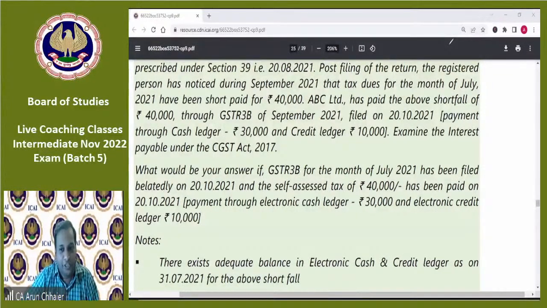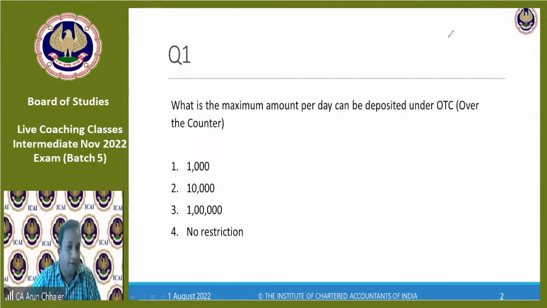Give me the answer for question number 1. What is the maximum amount per day that can be deposited over the counter? What is the answer to question number 1?